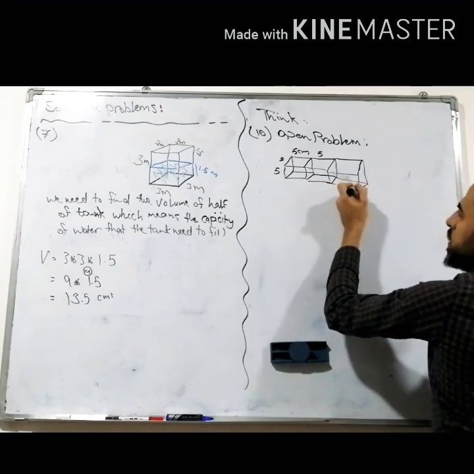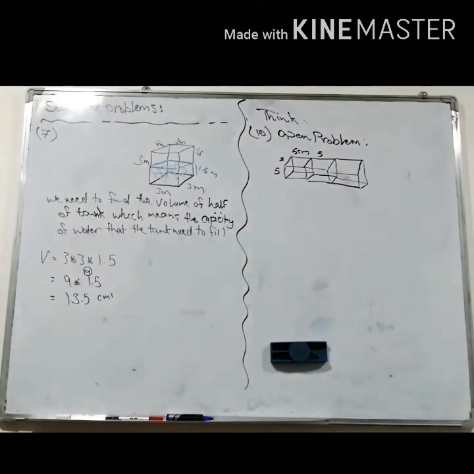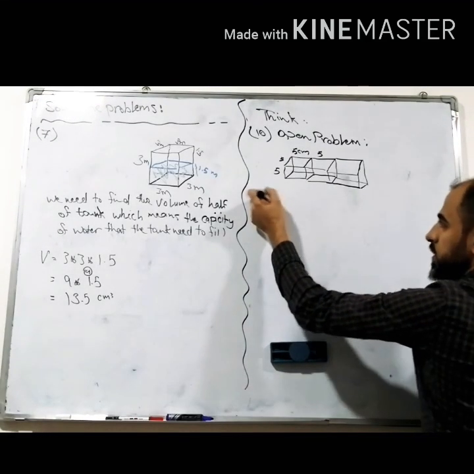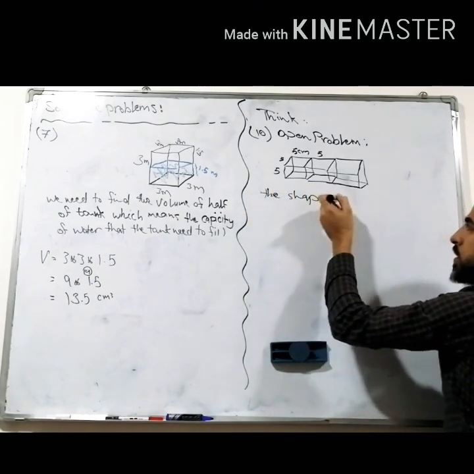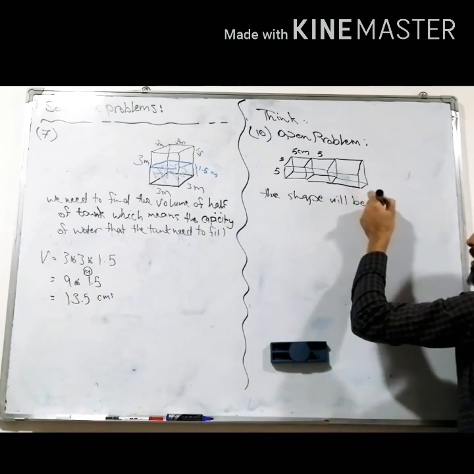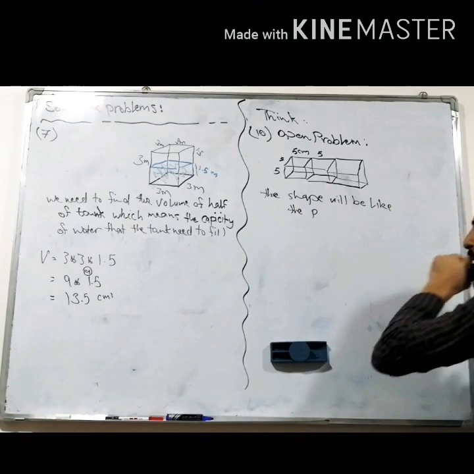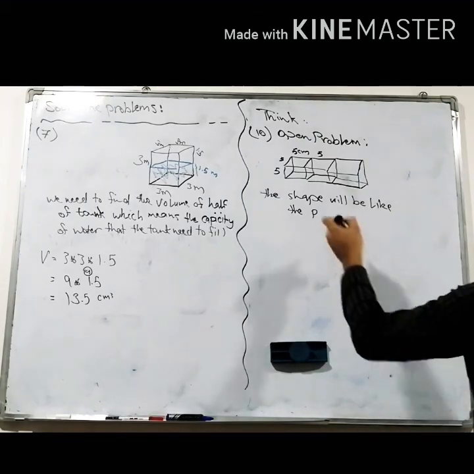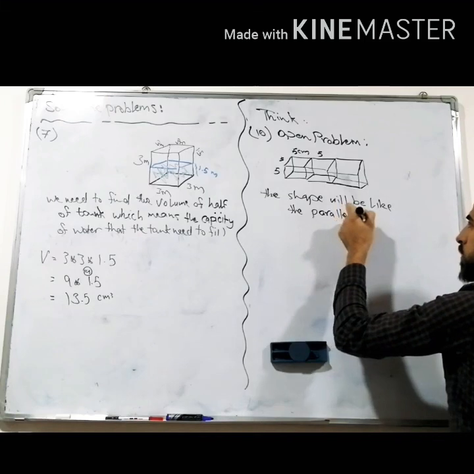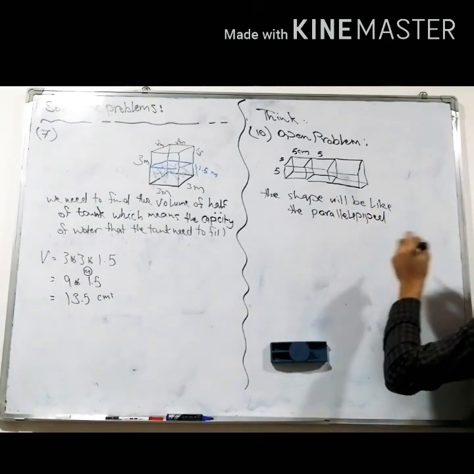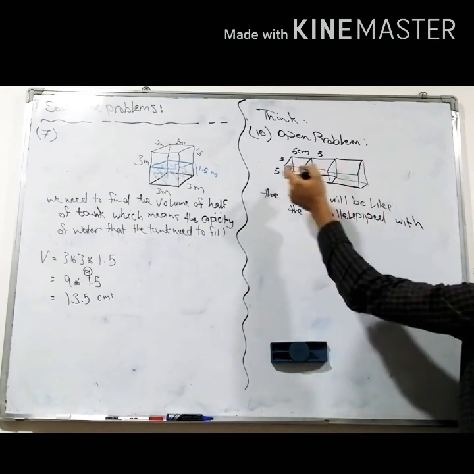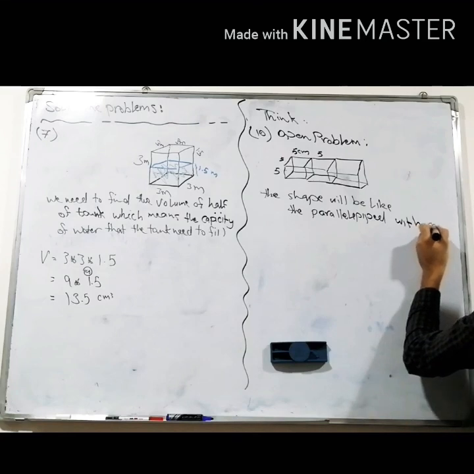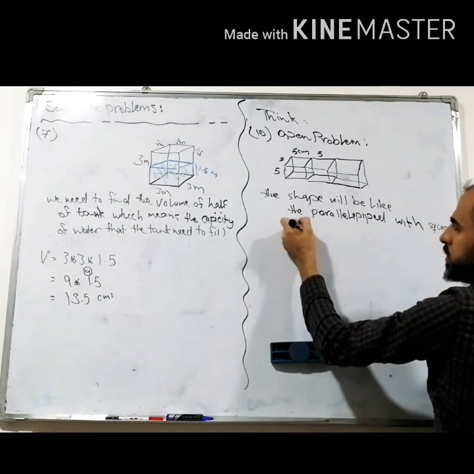When we put them side by side, he said find the resulting shape. The shape will look like a parallelepiped, with a square base. Why? Because its length and width are 5 by 5, equal, a square base.